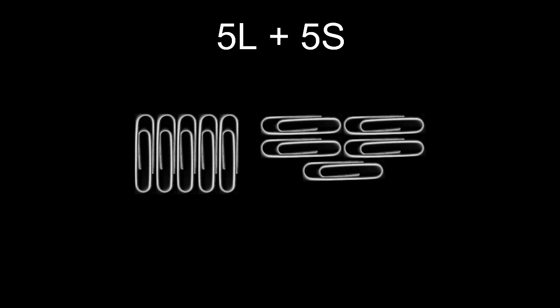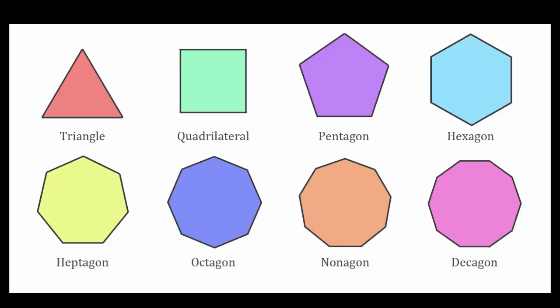To extend this idea, measure regular polygons in the same fashion, like this pentagon. The length of one side is 1 long plus 2 shorts. And since this is a regular pentagon, the other 4 sides are the same length.